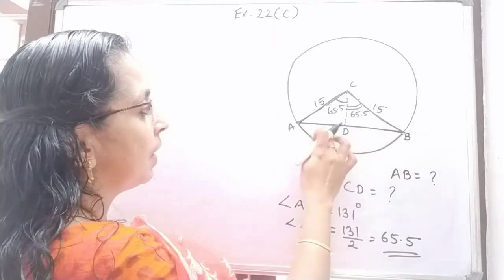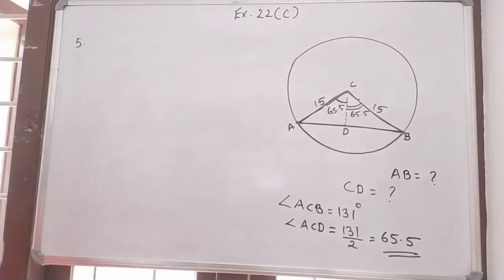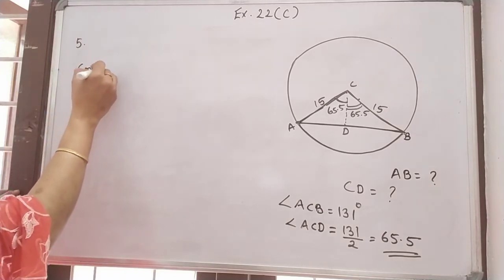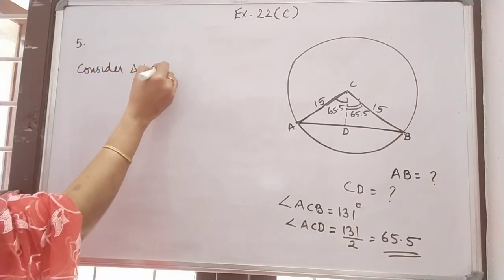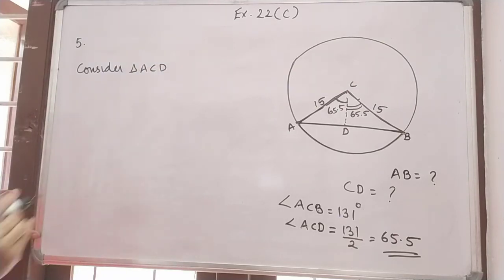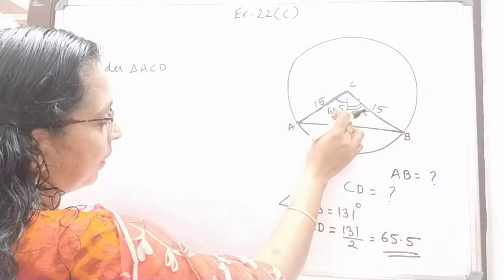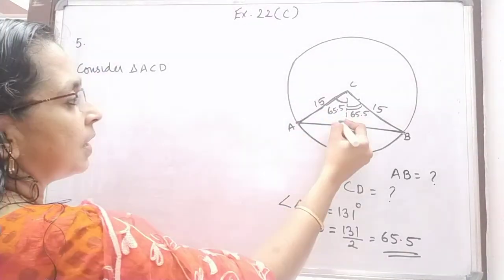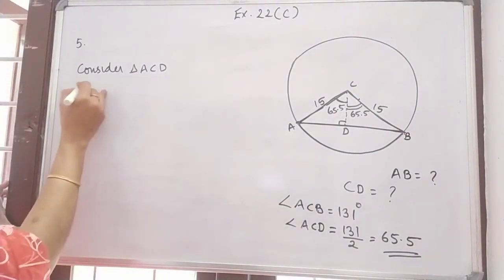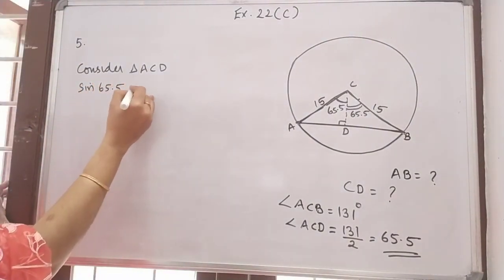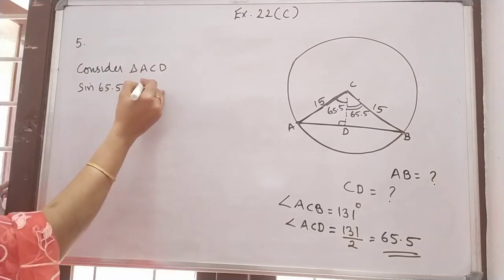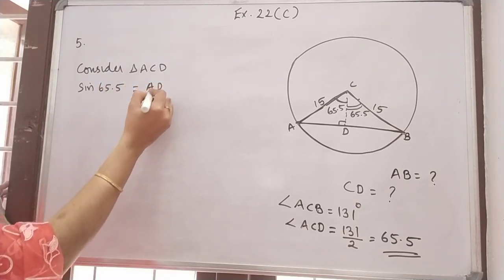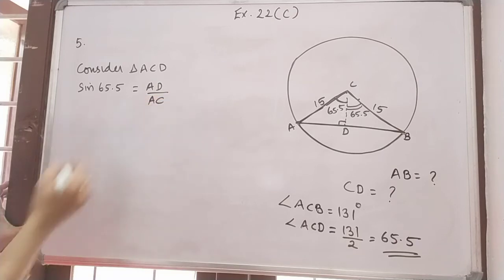That means we have to consider both the triangles. So first we can consider triangle ACD. Sine 65.5, then only we will get AD, opposite divided by hypotenuse. So this is 90 degree, so this will be the hypotenuse. So sine 65.5 is equal to AD, opposite, divided by hypotenuse AC.